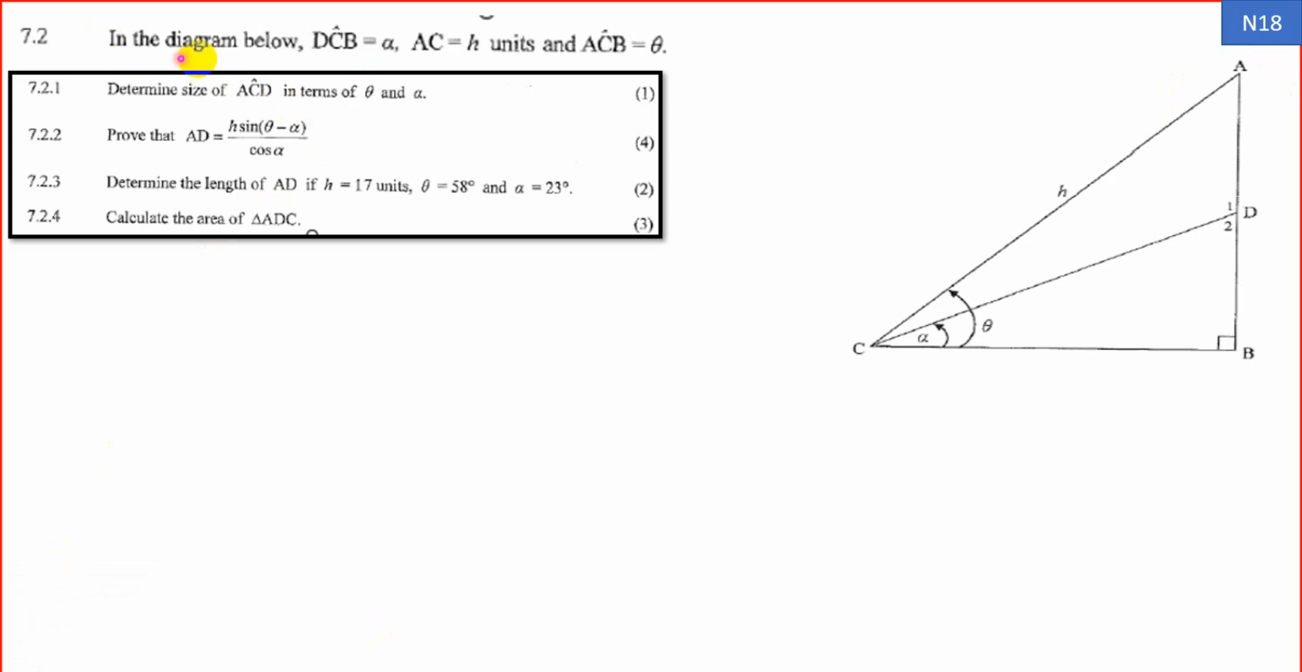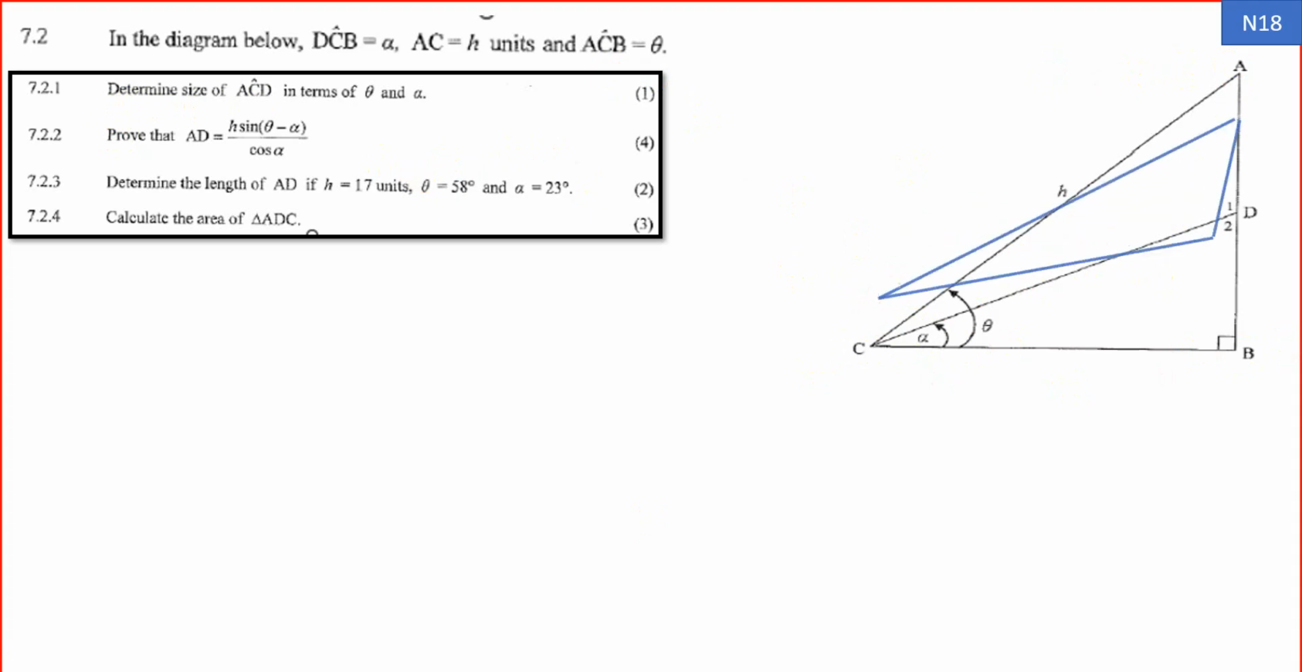And the question reads, in the diagram below, angle DCB, the small angle, is alpha, AC, that's our side, is h units, and angle ACB, that's the big angle, is theta. The first question there is to determine the size of angle ACD.